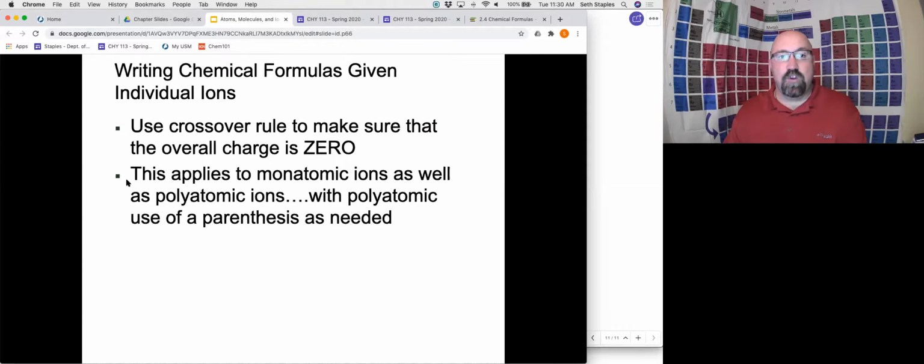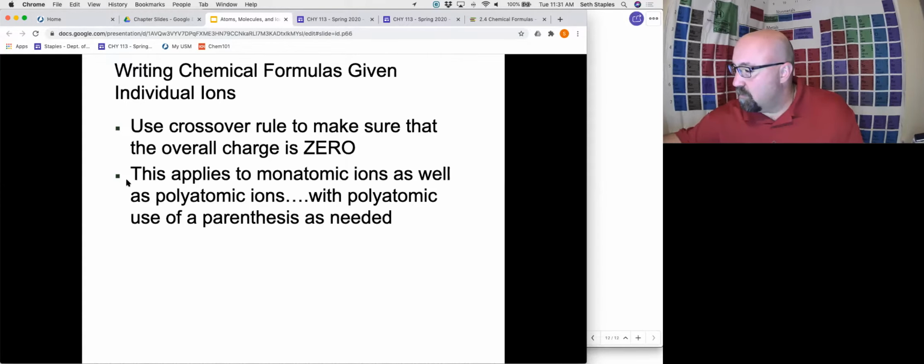Another thing that you can use is what we call the crossover rule. Sometimes I hesitate to point this out, and we'll see why, but I'll go ahead and talk about it here. So let's look at our previous example. We had aluminum with our 3+. We had oxygen with our 2-.